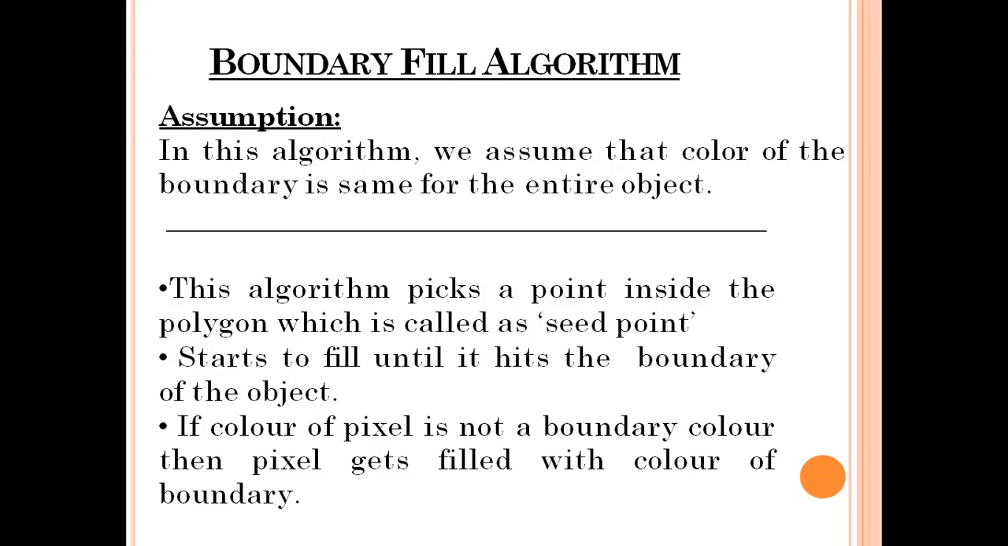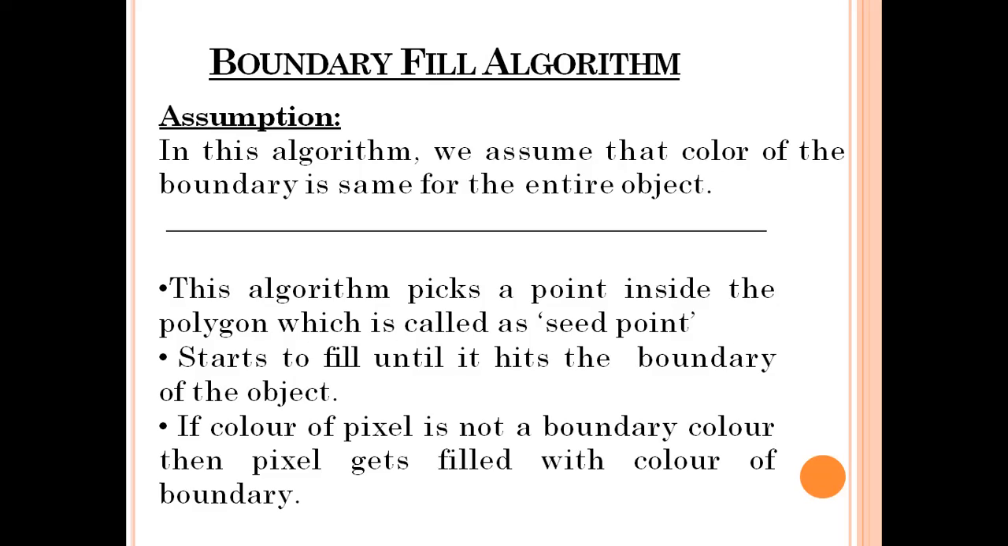In this algorithm, we will start from the seed point. The seed point is a point which is present inside the polygon. We can select any random point as a seed point, and we have to start our algorithm from that point. Whenever we start our algorithm, we will see whether the seed point has the same color as the boundary or not. If it does not have the same color as the boundary color, it means we have to fill that pixel, which is the seed pixel. After filling that pixel, we will visit the next pixel, which is a neighbor of the seed point.